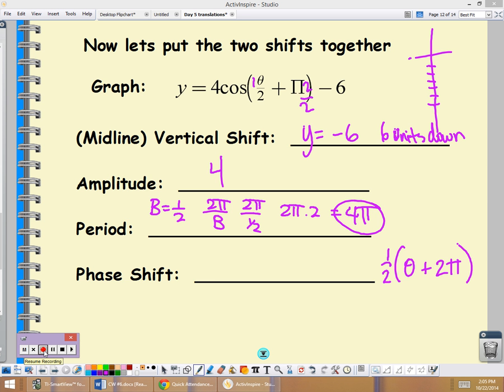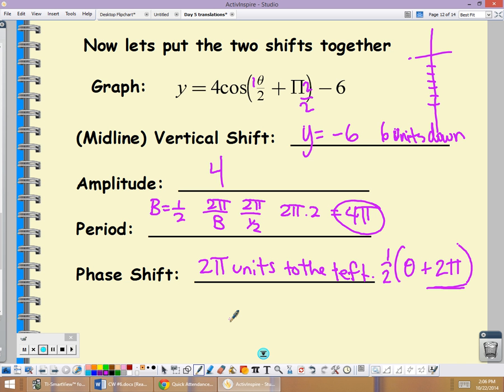Alright, so the very last one, we've just done all of these in class without your help, but check and see if you got the same thing. Phase shift is now going to be, we just factored out a half, and we see that we're going to be shifting 2 pi units in which direction? To the left, because it's opposite. To the left.